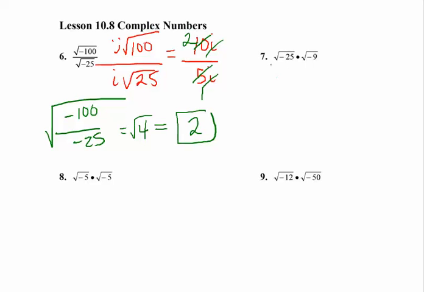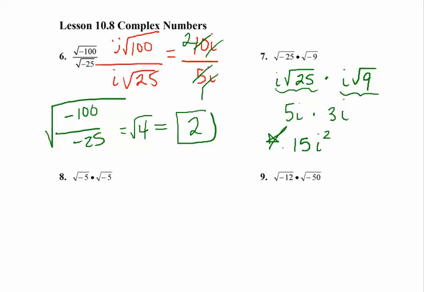Question 7, let's go ahead and pull the i out first. We have i square root of 25 times i square root of 9. Let's simplify these radicals. So that would be 5i times 3i. And then let's multiply together. So 5 times 3 is 15. i times i, we need to also multiply those like we do x's, and that would be i squared. Now we're not done on this because we have to simplify the power of i. From our list of powers of i on the previous page, we were taught that i squared equals negative 1. So this is 15 times negative 1, or negative 15.